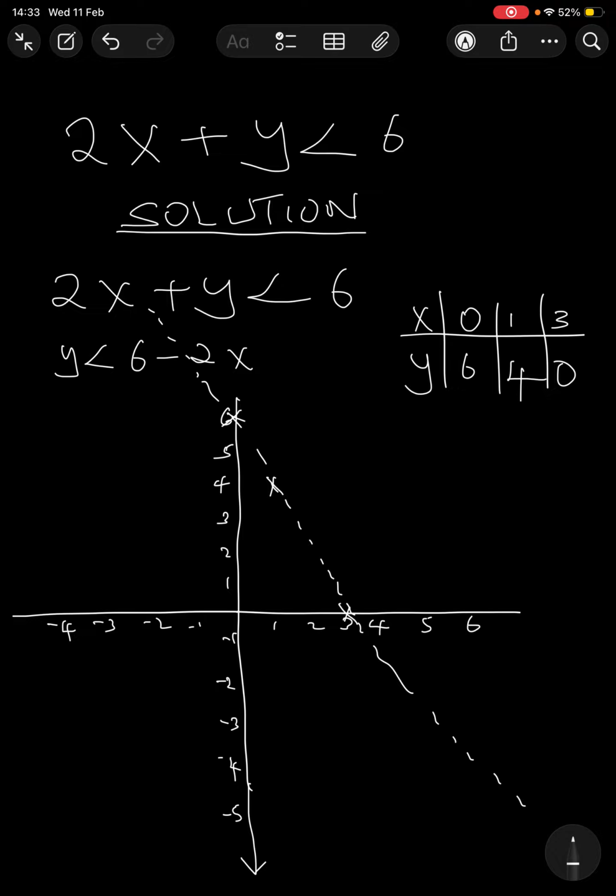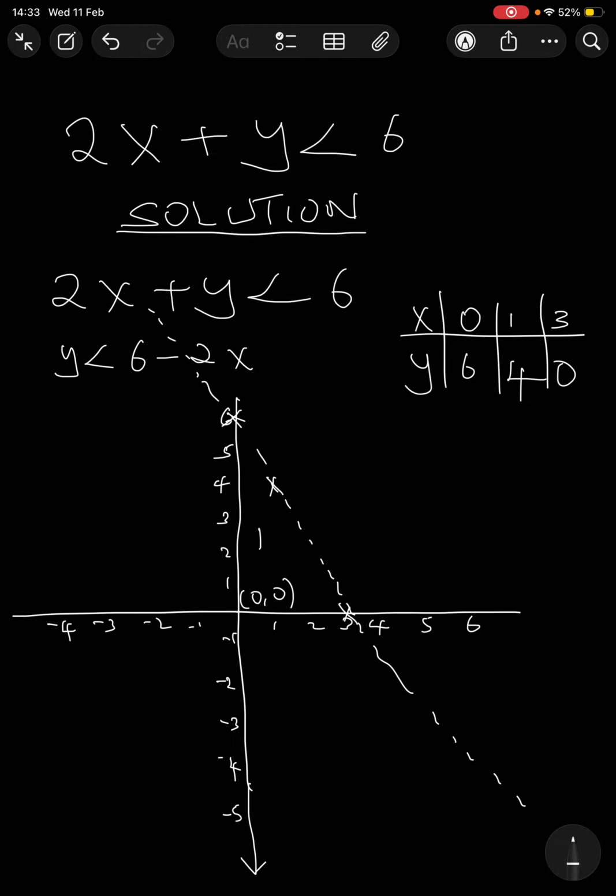Next, test point. True or false? Above the line, below the line. Now we have to pick a point. It is good to pick point 0, 0. If this one indicates that it is false, you shade that part. If it satisfies the linear inequality, that means that the other side is false. So we can test the linear inequality by using 0, 0.